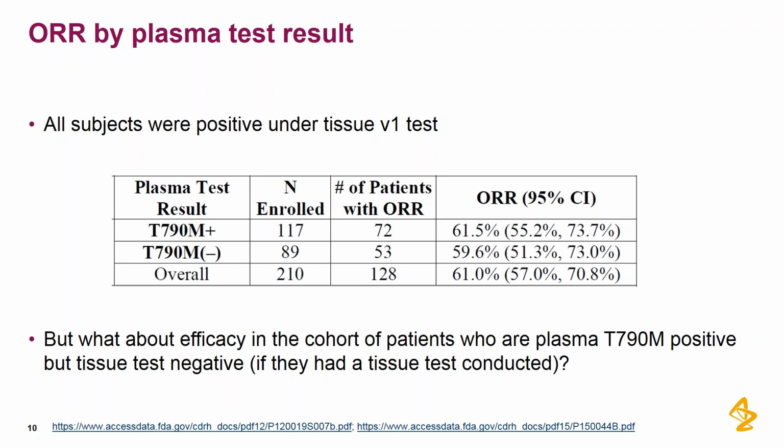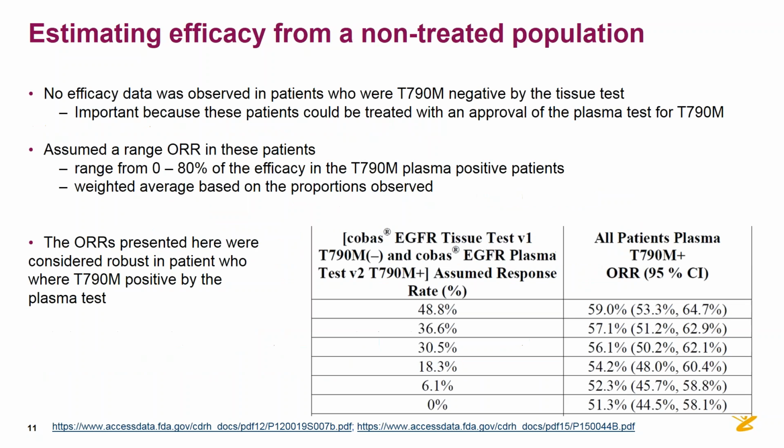So this essentially left us with the question of what about the efficacy in the cohort of patients who were T79M plasma negative, plasma positive, but tissue negative. And obviously we didn't observe this data. These patients didn't come into our study, but essentially it was of interest because these patients could be available or eligible for treatment if we were to have approval of the plasma test. So here we have the situation where we were trying to estimate efficacy from a non-treated population.